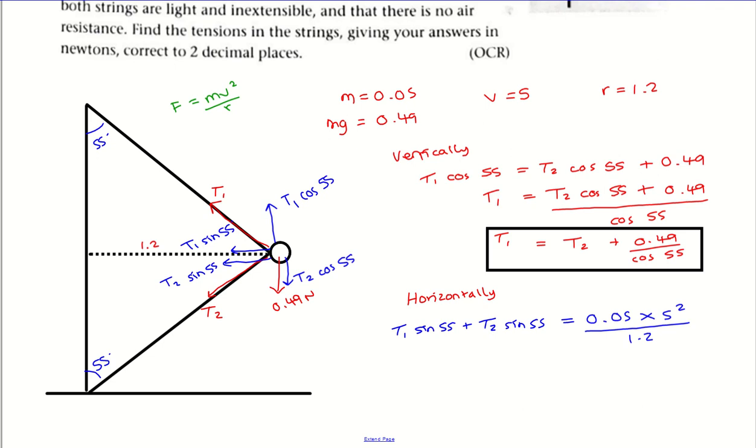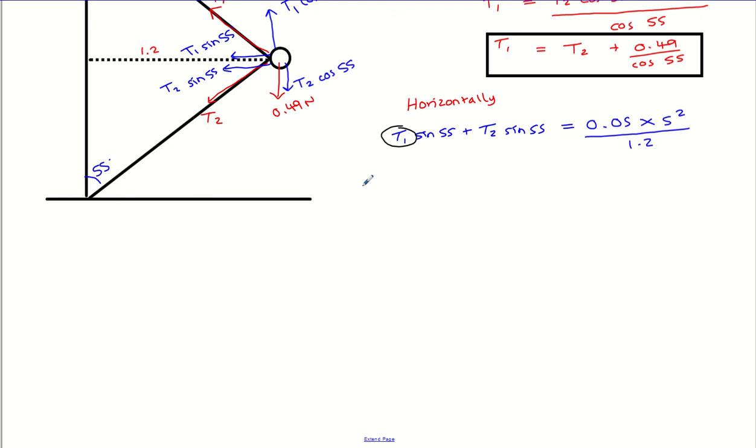So if I substitute that into here, where we've got T1, all this is going to have to go into brackets. So sine 55 is going to need to go at the front: sine 55 brackets, and then T1 is T2 plus 0.49 over cos 55, plus T2 sine 55 on the left as well, isn't it? And that's all equal to, and if you type it into a calculator, it comes out as 25 over 24. That's probably the neatest way of writing it for now.